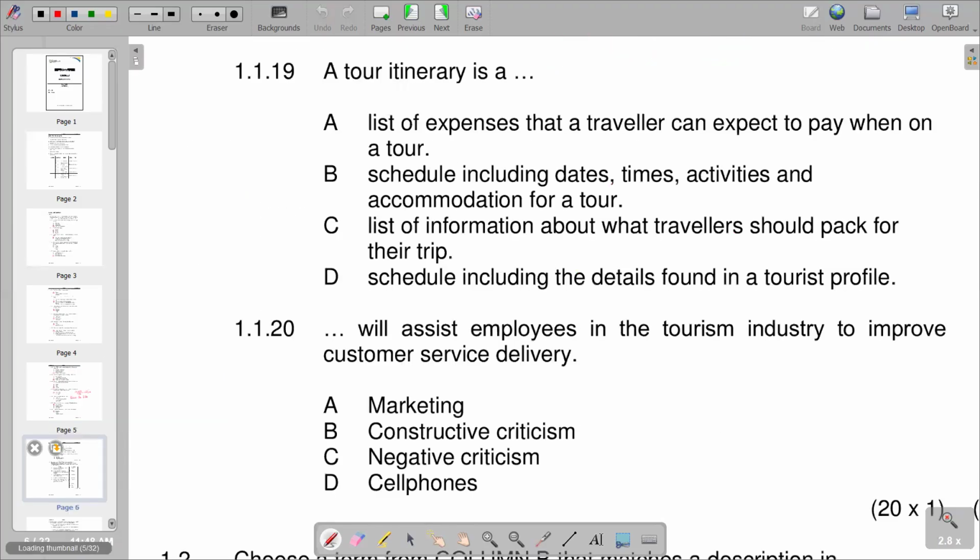We go to the next one, which is number 19. A tour itinerary is a dash. According to responses given there, I would see that it is a schedule including dates, times, activities, and accommodation for a tour, which is B. So we can indicate our B. Number 20, dash we assist employees in the tourism industry to improve customer service delivery. So we have B, which is our constructive criticism. So B is the correct one. So that's the last question that we have on the multiple choice section.